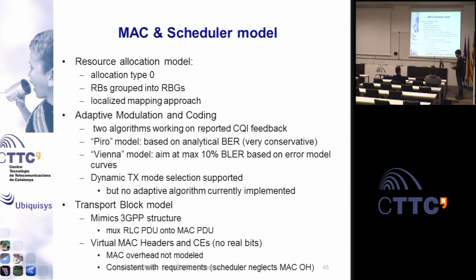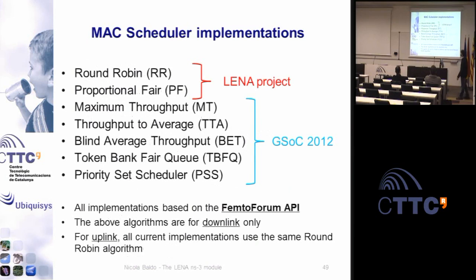And with the simulator, we ship several scheduler algorithms. Actually, only a couple of them have been developed as part of the LENA project, which are round robin and proportional fair. One thing that I would like to mention is that even though the algorithms themselves are very simple, if you look in the scientific literature, the definition of round robin and proportional fair is nearly maybe a few lines of pseudocode. But if you look at the actual implementation, it's several thousands of lines.